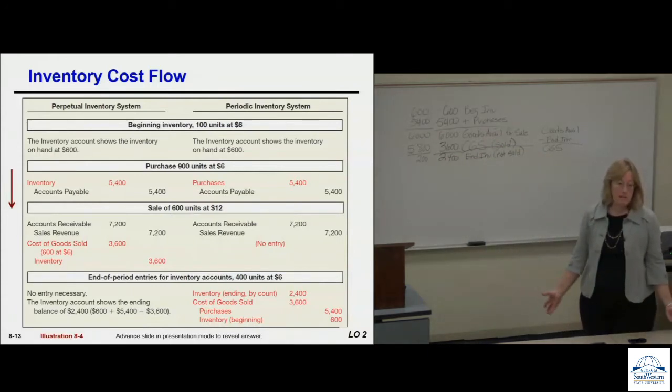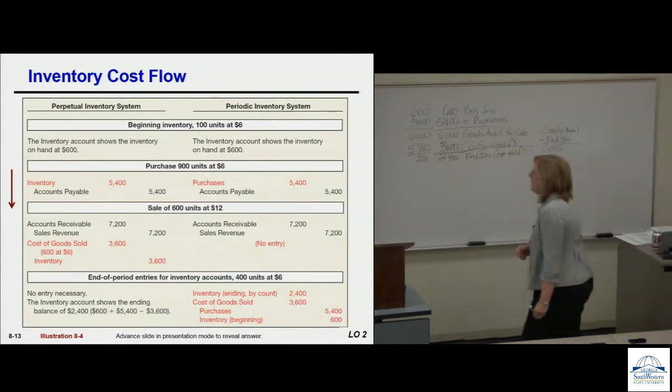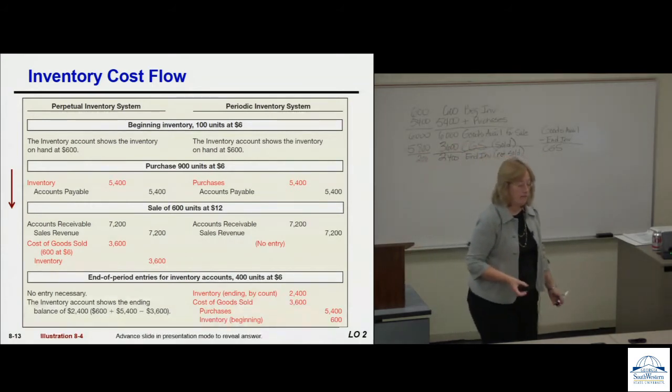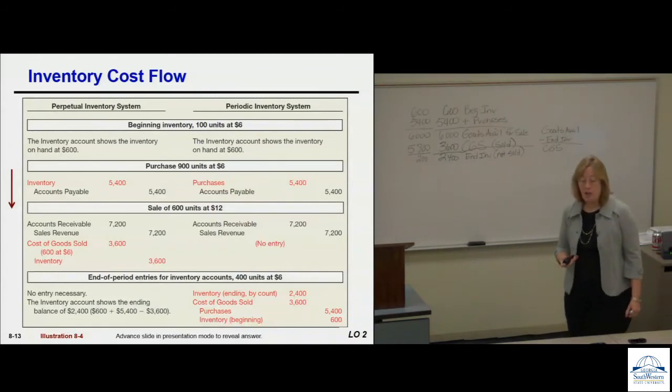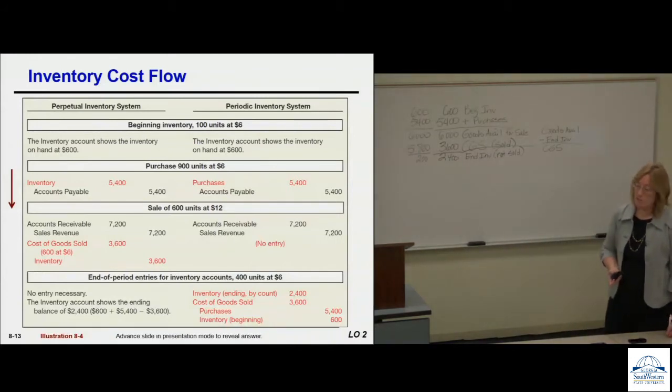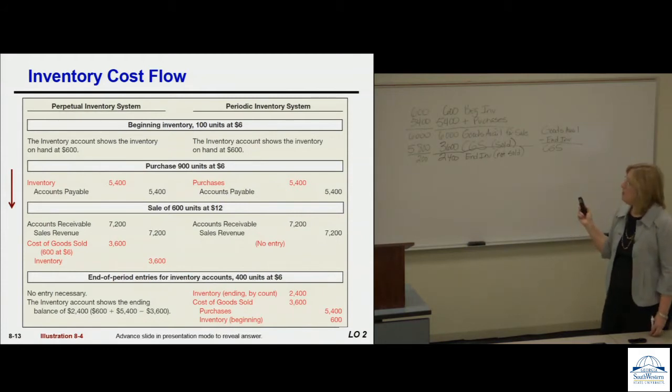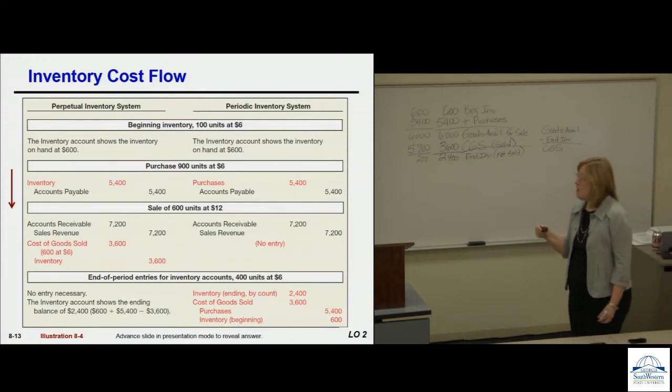Now, the thing is, under the periodic method, you're going to go and count your inventory, and you're going to know exactly what your inventory is, right? So you can get your cost of goods sold exactly right. Do you count your inventory under the perpetual system? Yeah, they already know what the inventory is. And you've never seen Walmart count the inventory, right?